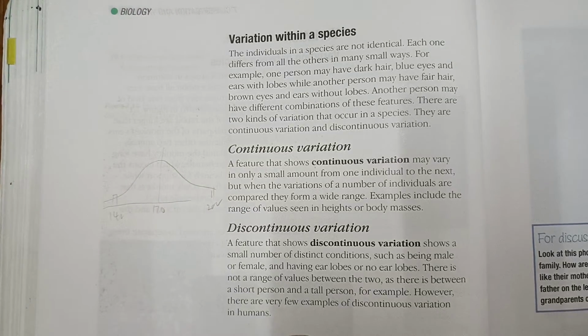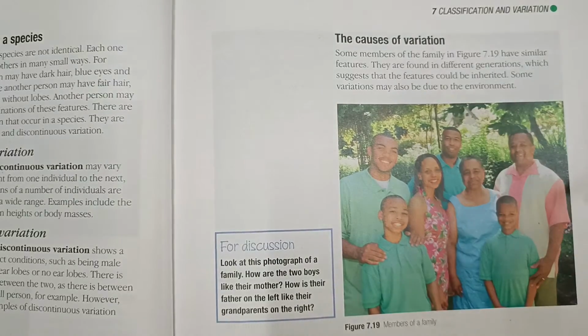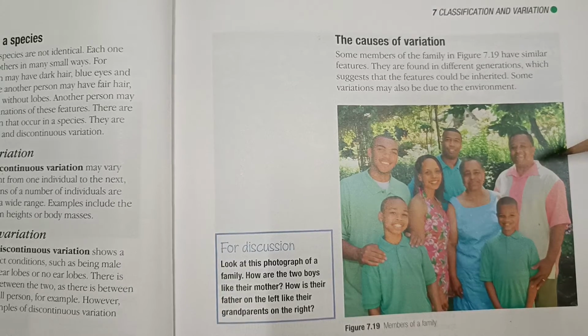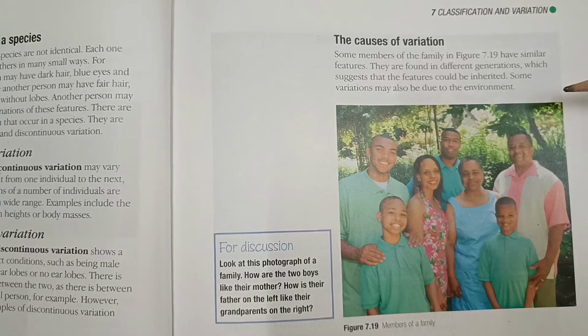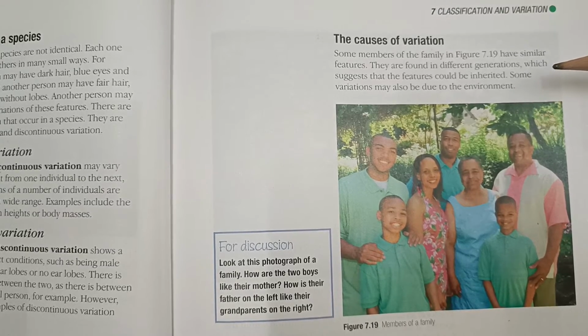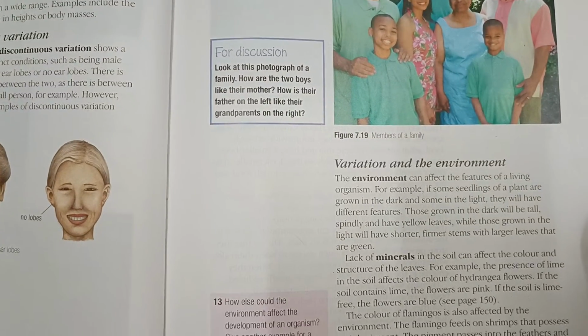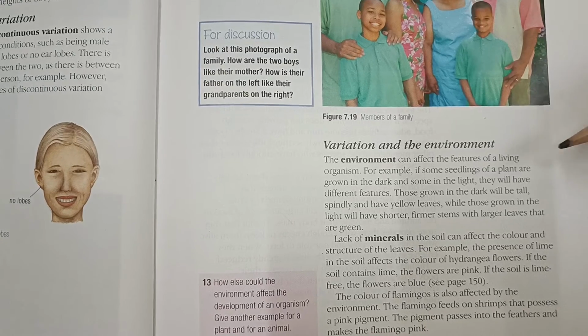So now we need to know about a little bit of the causes of variation. Some members in the family have similar features. They are found in different generations, which suggests that the feature could be inherited. Some variation may also be due to the environment. Okay, so we have this environment. The environment can affect the features of a living organism.